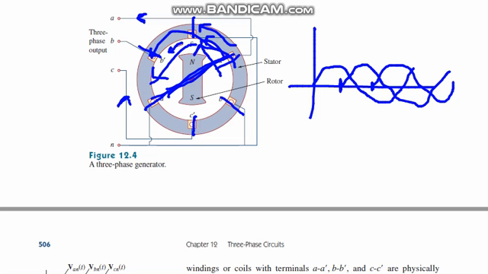In the next lecture, I will draw your attention to how you can understand balanced AC circuits from this lecture.